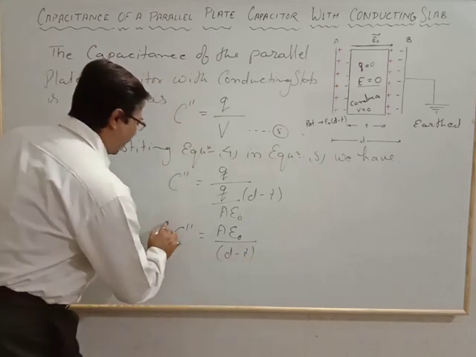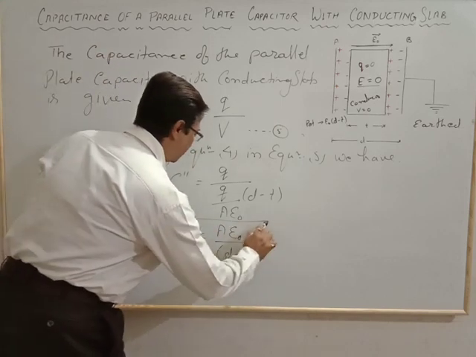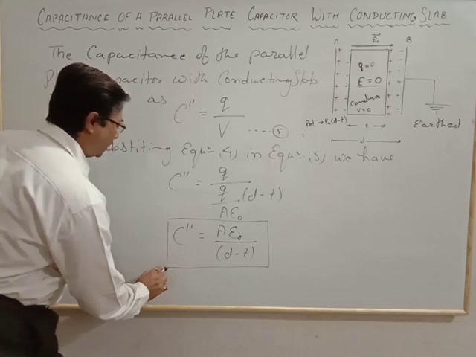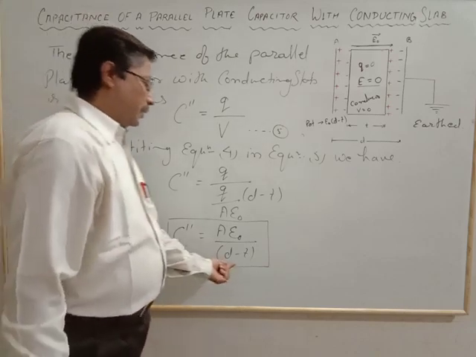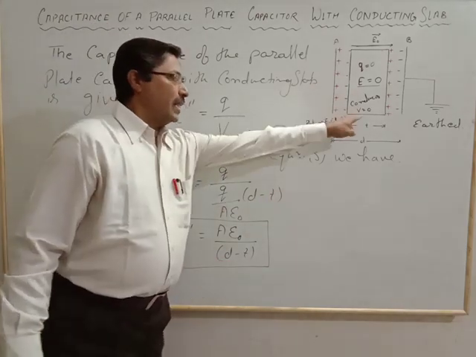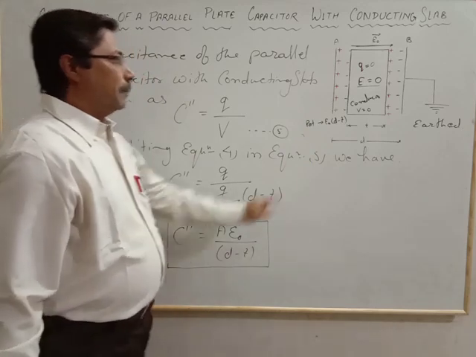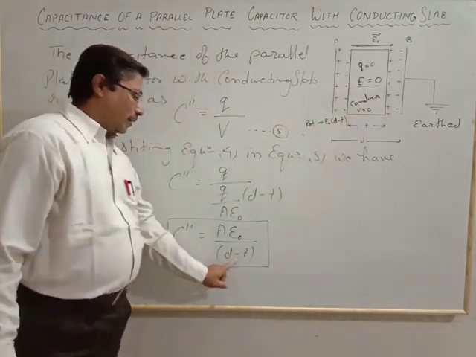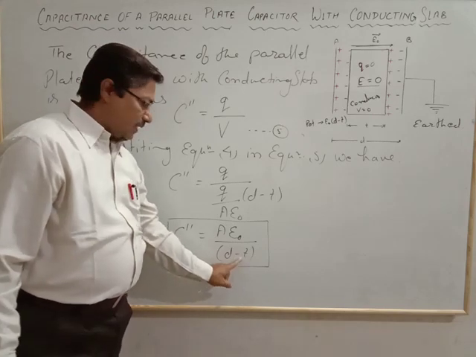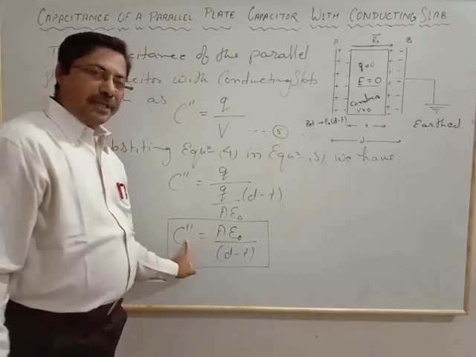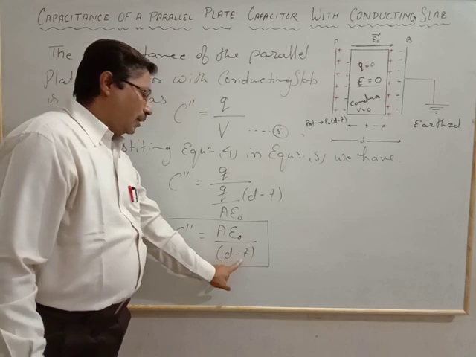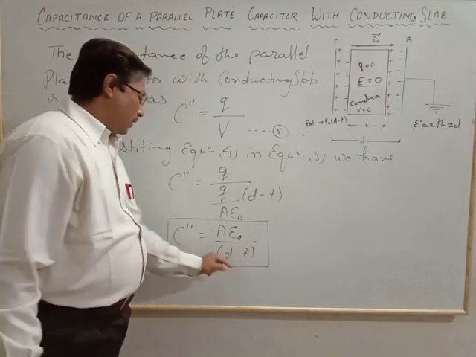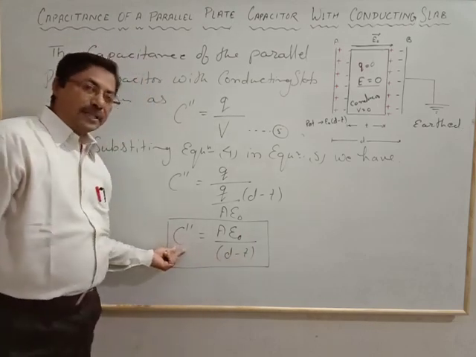And that becomes the capacitance of the parallel plate when the conducting slab is introduced, placed in between the two plates of a capacitor. Here the denominator decreases, obviously the value increases. That means here the distance decreases, so the capacitance will increase.